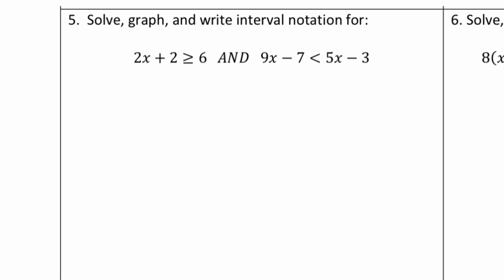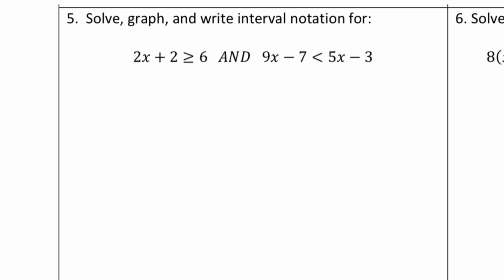All right, here's number 5. So we're going to do the left-hand side and the right-hand side separately. So subtract 2 from both sides because those are the extras, and we end up with 2x is greater than or equal to 4. Divide by the coefficient to get x all by itself, and we get x is greater than or equal to 2.